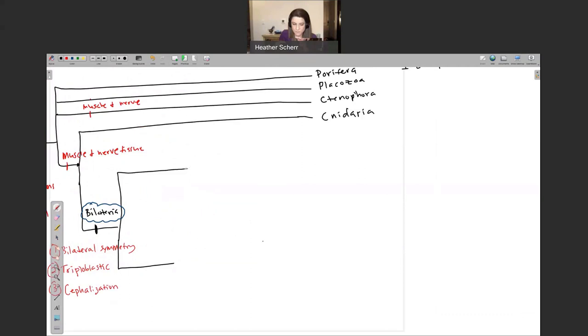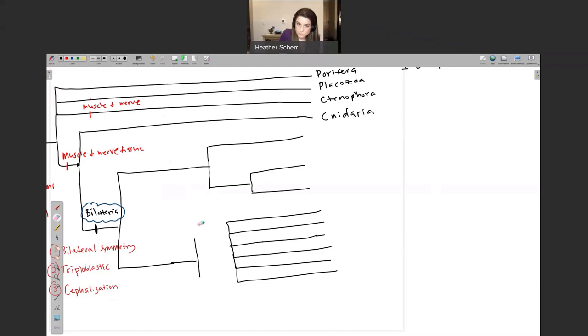All right, then we have our groups of Bilateria. Okay, let's start with this one, and I'll draw the rest of this in a moment. So we have Deuterostomia, animals 2 in our class. That was the unit.